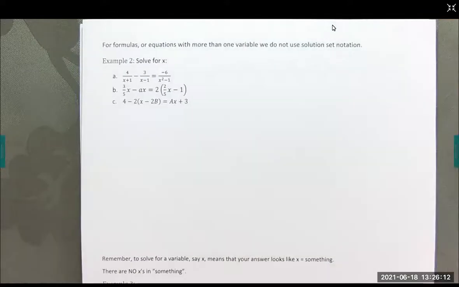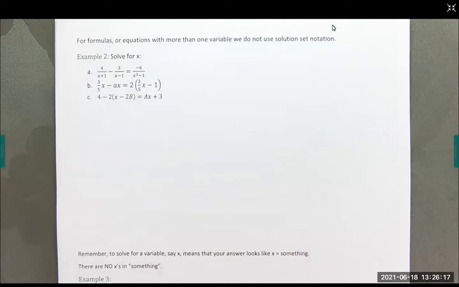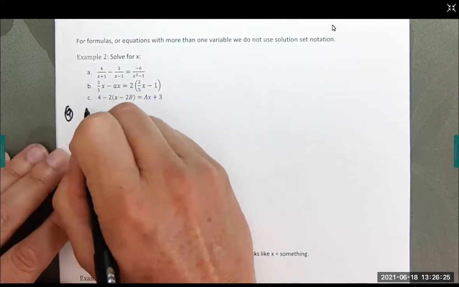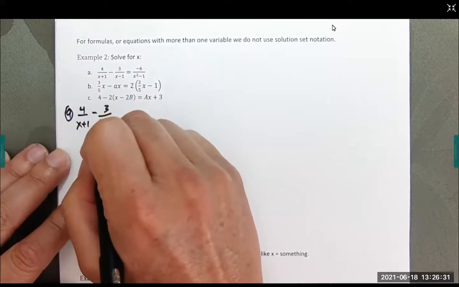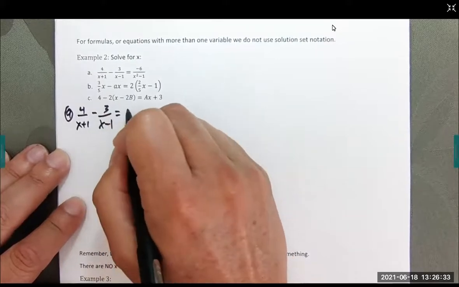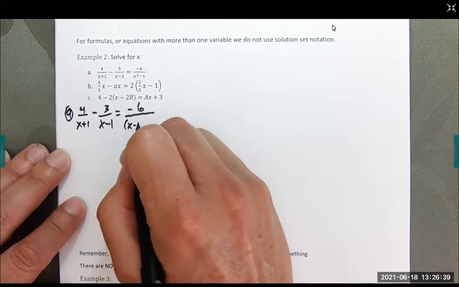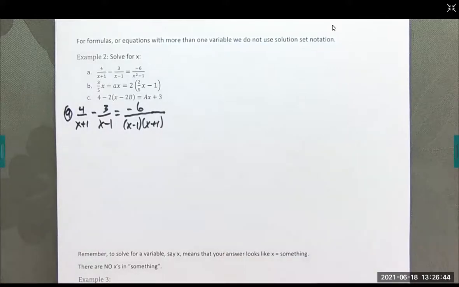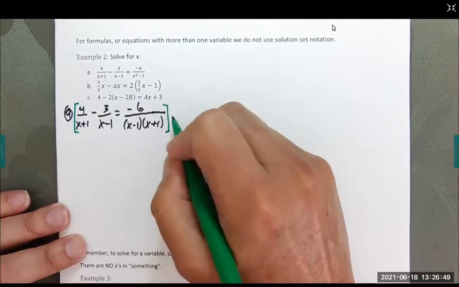So we have a few more. Now, when we have formulas, meaning there's more than one letter or variable in there, we can't use set notation to do that. So let's start with part A. 4 over x plus 1 minus 3 over x minus 1 equals negative 6. Now, I'm going to go ahead and factor that. Difference of squares, x minus 1, x plus 1. And I can see right away that the LCD in this case is x minus 1, x plus 1.